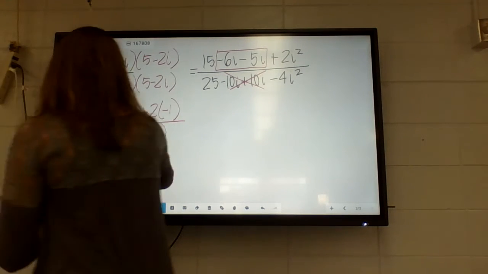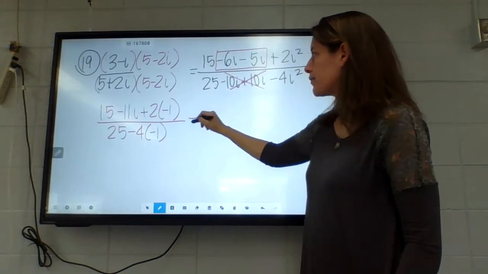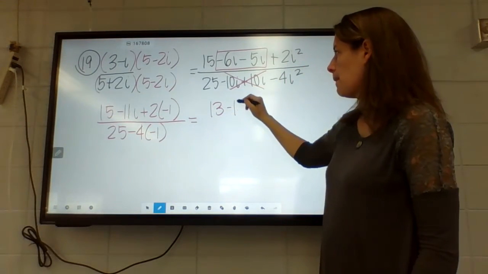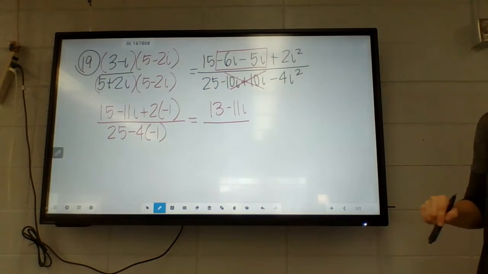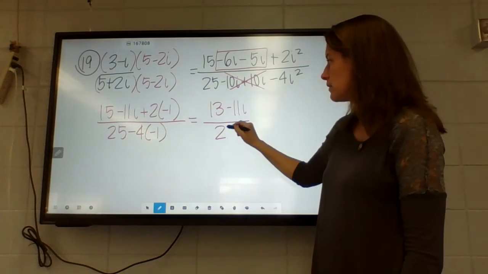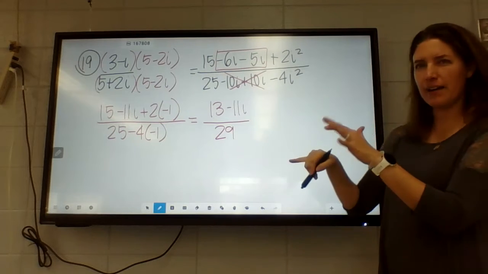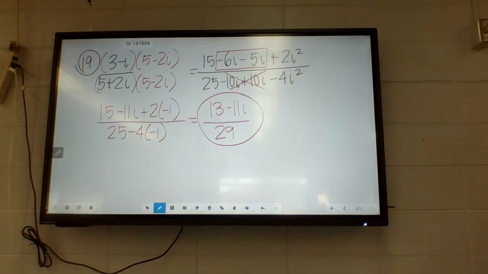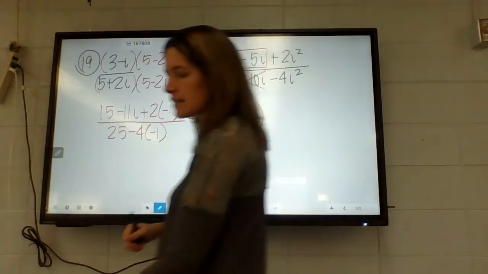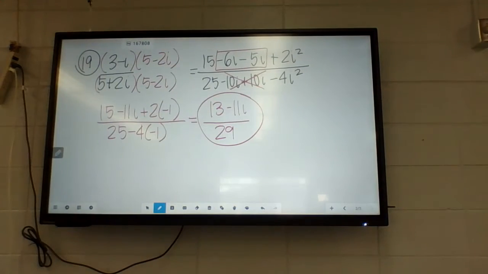So on top, I have 15 minus 2, so that'll be 13. On the bottom, I have 25 plus 4, which will be 29. And then I can't divide those by anything. 29 is a prime number, so that's as simplified as that gets. So like I said, number 18 is just, I think, kind of an in-between version of those two.